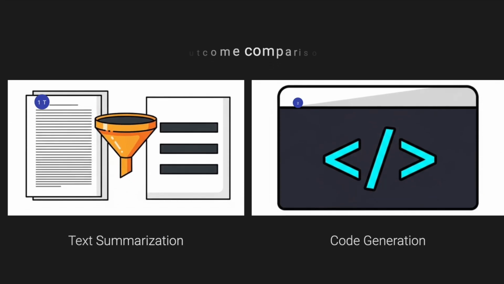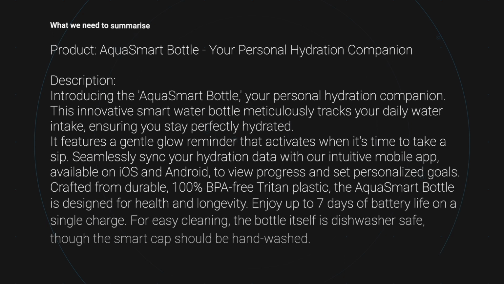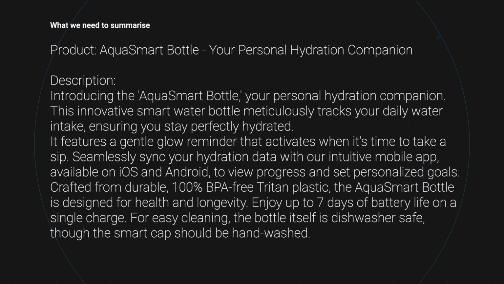Let's jump straight into some real-world examples to see how this works. We'll cover a simple text summarization example and then look at how this can help us write better code. For the first example, we have a product description for the Aqua Smart water bottle. Our task is to create a short summary for a busy customer who might see it on an online store.